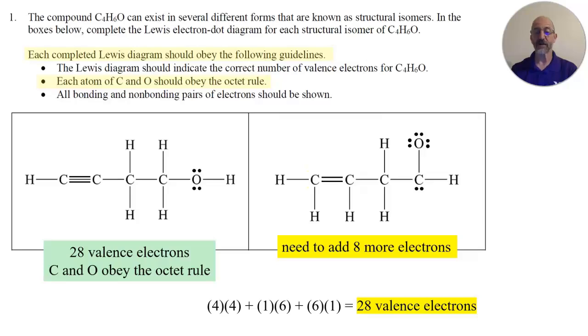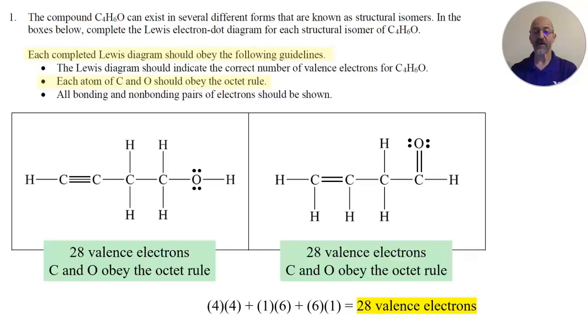Now each carbon has a complete octet. I'm going to change the carbon-oxygen single bond into a double bond. So now that carbon has a complete octet, and I will add 2 non-bonding pairs of electrons, or lone pairs of electrons, to the oxygen. Now if I count, I also have 28 valence electrons total. Each carbon atom and oxygen atom obeys the octet rule, so now that Lewis diagram in the box on the right is also complete. So this is the correct answer to question 1.